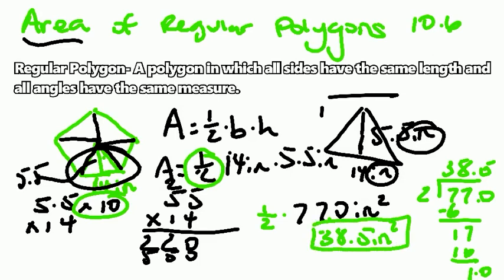Well, remember earlier we decided to cut this pentagon into 5 triangles. So I would have to multiply this by 5. If I cut the shape into 6 equal triangles, I will have to multiply by 6. So whatever I am cutting that regular polygon into, I need to multiply it by that number.